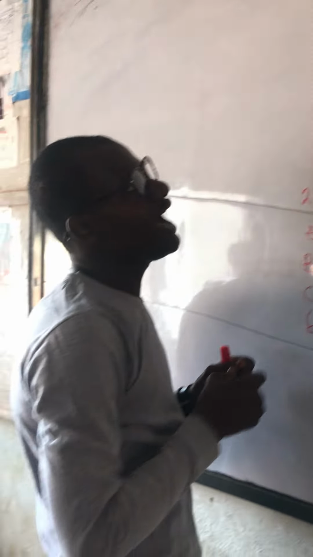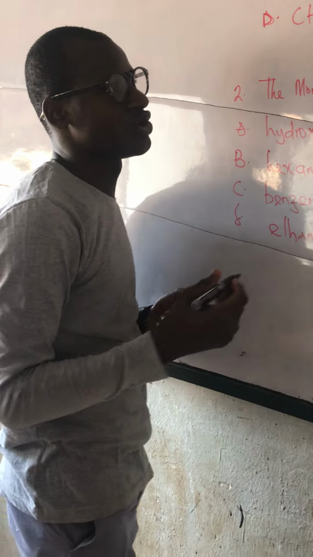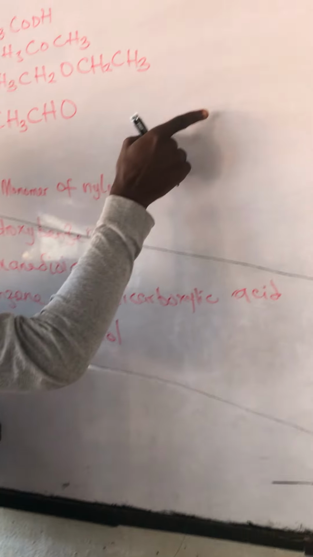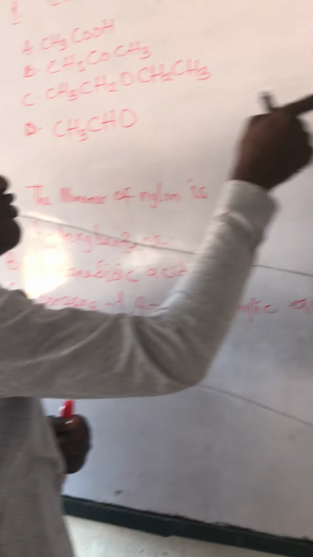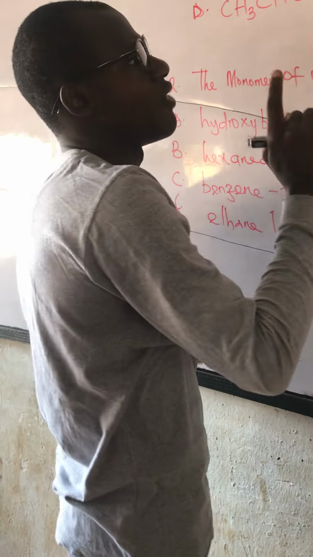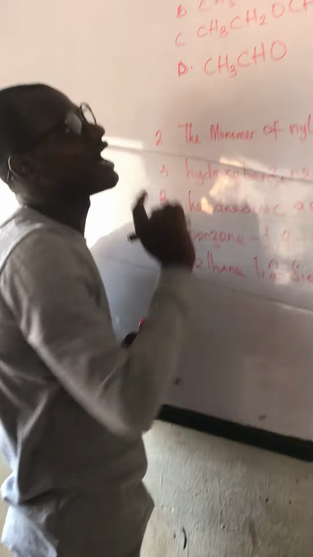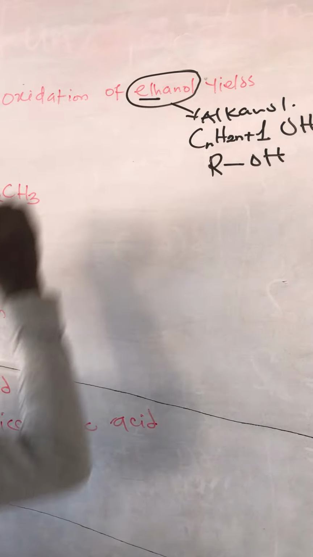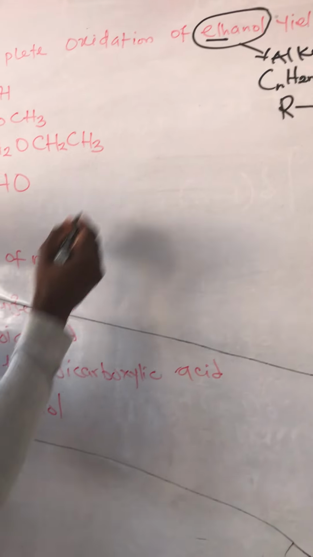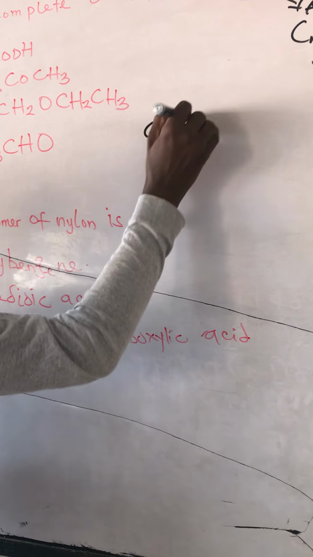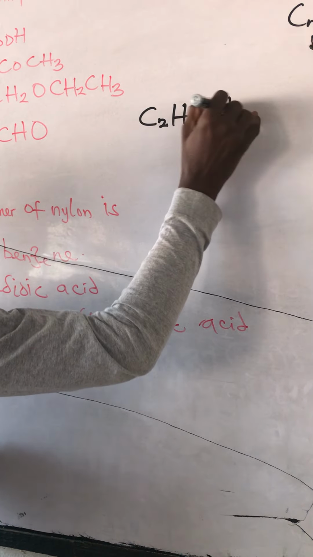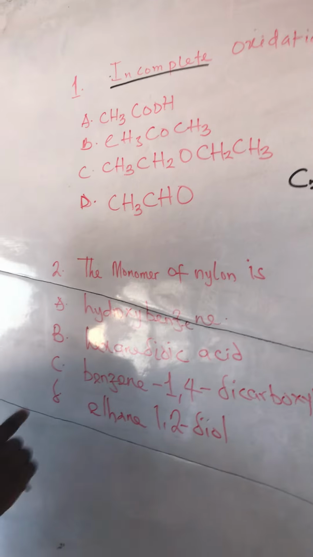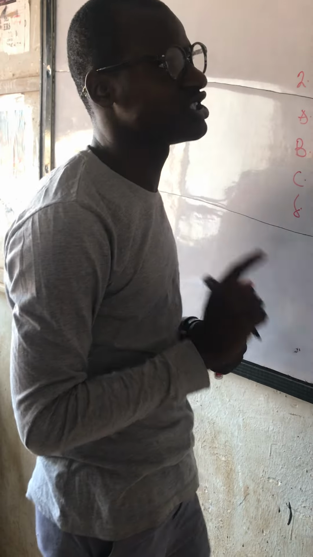Now, we ask about incomplete oxidation. Remember, what is oxidation itself? Oxidation is the addition of oxygen and removal of hydrogen. Now, when we are adding oxygen to this organic compound, ethanol, because it is ethanol, we are going to have 2 carbons. Now we have C2H5OH. Now, the word incomplete, because there is complete oxidation and incomplete oxidation.